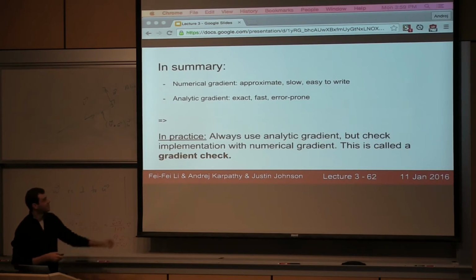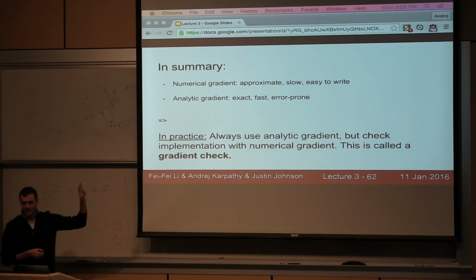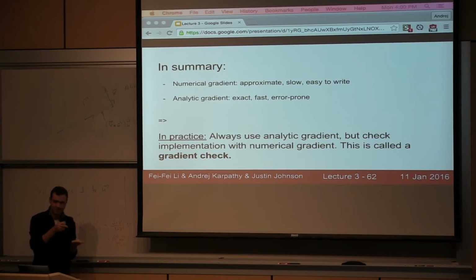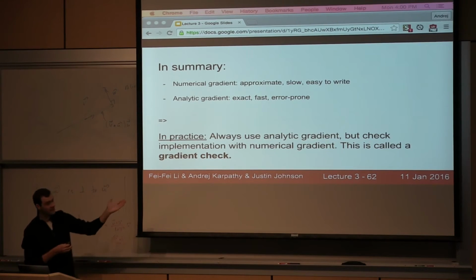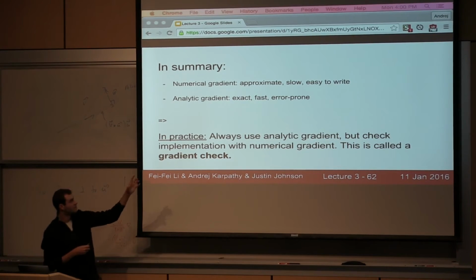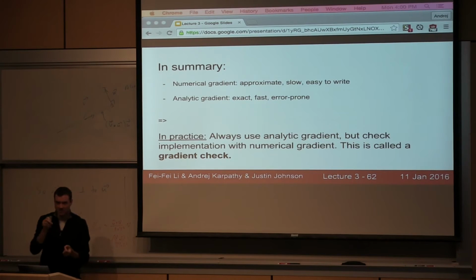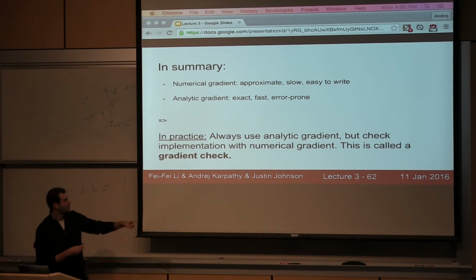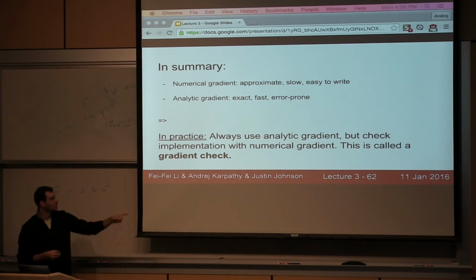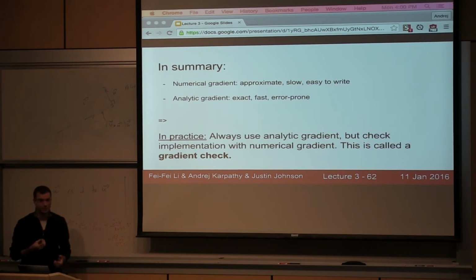So in summary, numerical gradient is approximate and slow, but very easy to write because you're just doing this very simple process for any arbitrary loss function to get the gradient vector. For analytic gradient, where you actually do calculus, it's exact, no finite approximations. It's very fast, but it's error prone because you actually have to do math, right? So in practice, what you see is we always use analytic gradient. We do the calculus, we figure out what the gradient should be, but then you always check your implementation using a numerical gradient check, as it's referred to.